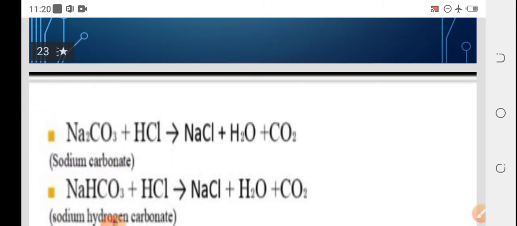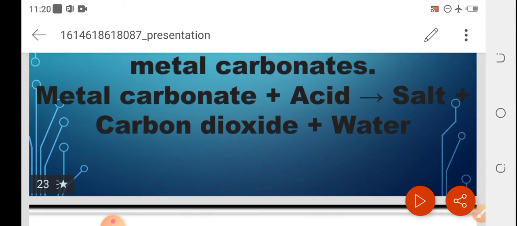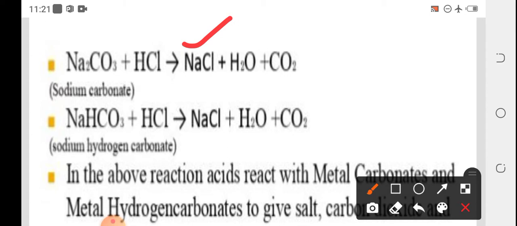Let's see here, sodium carbonate is a metal salt. It is a metal carbonate. Na2CO3, sodium carbonate, reacts with the acid HCl. Then it forms sodium chloride, that means salt, H2O, that is water, and CO2 gas. So this is about the reaction of a metal carbonate with an acidic material.